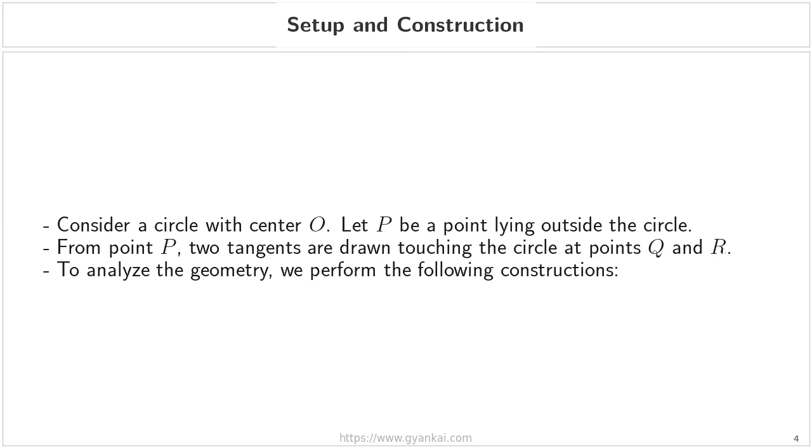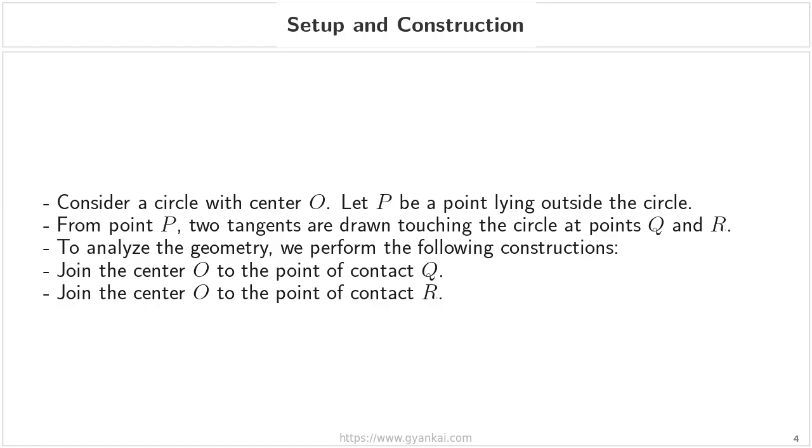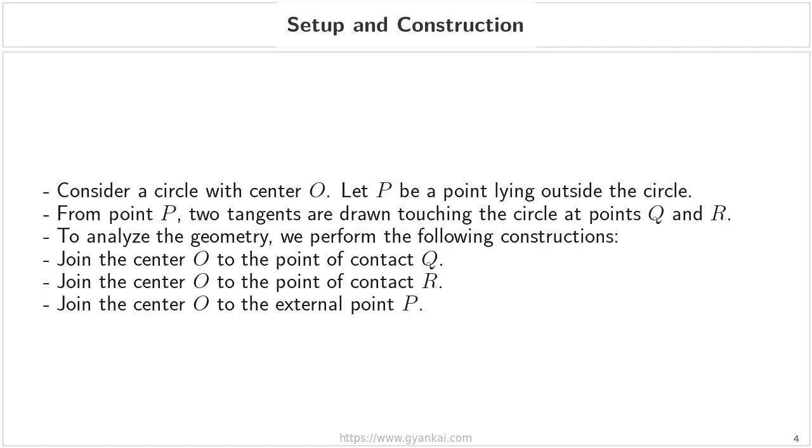To make sense of the relationships between these points, and to prepare for the proofs we'll see in the next few slides, we need to perform a few simple constructions. First, let's draw a straight line connecting the center O to the first point of contact, Q. Next, let's do the same by joining the center O to the second point of contact, R. Finally, let's draw a line connecting the center O directly to our external point P.